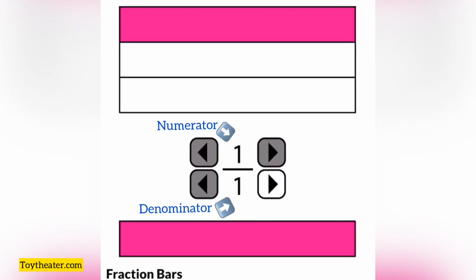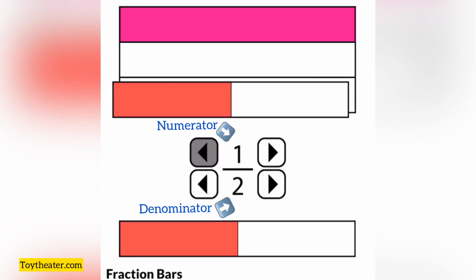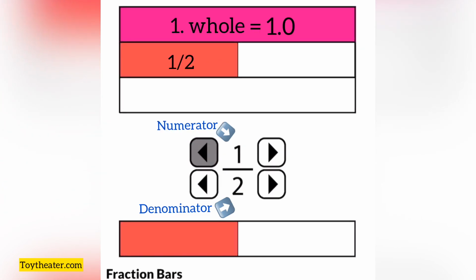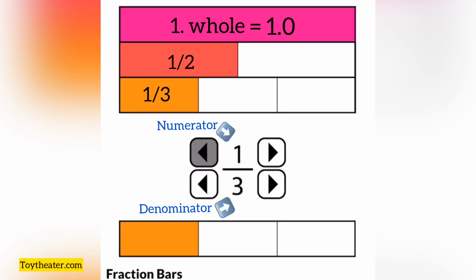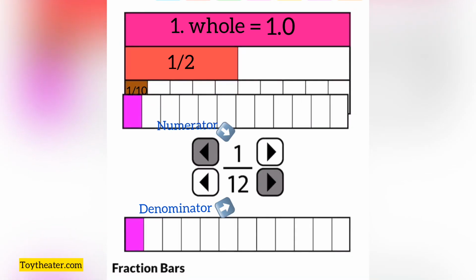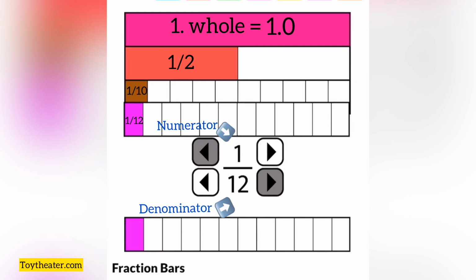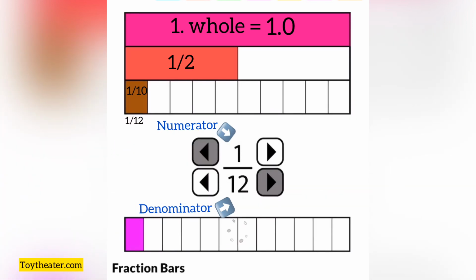Now, this is just to show you once again a whole bar can be divided into two parts. So it's 1/2. And into three parts, so it's a third. Each of them is a third. You can see that 1/12 is much smaller than 1/10.